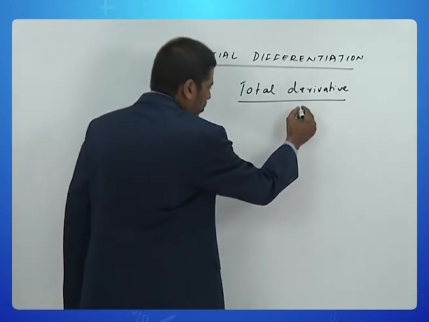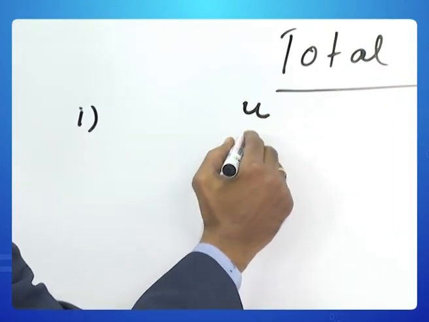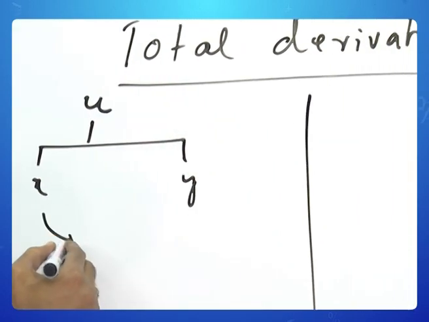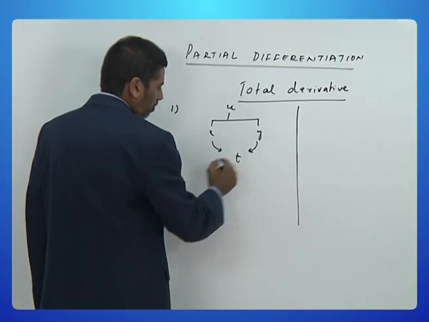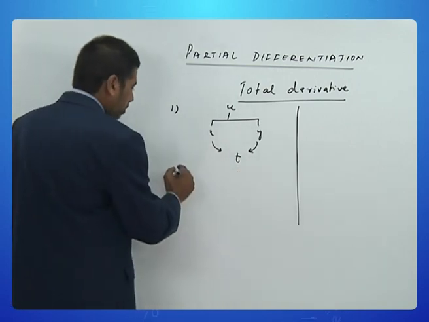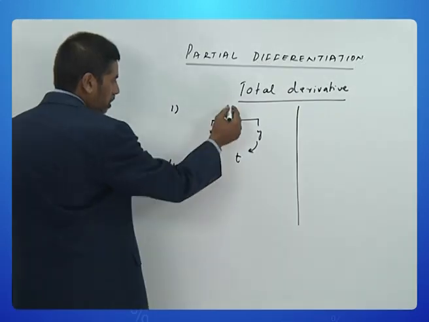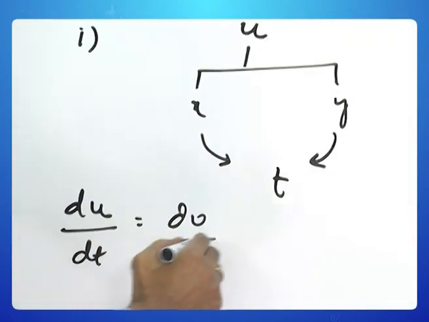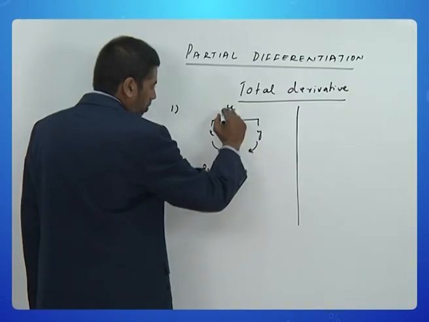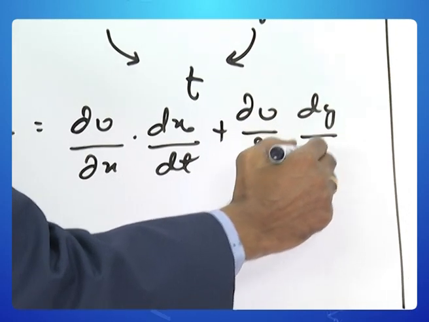Now let us see two broad cases. In one case, let us say u is a function of x and y, where x and y are functions of a parameter called t. Then the total derivative of u with respect to t is ∂u/∂x into dx/dt plus ∂u/∂y into dy/dt.